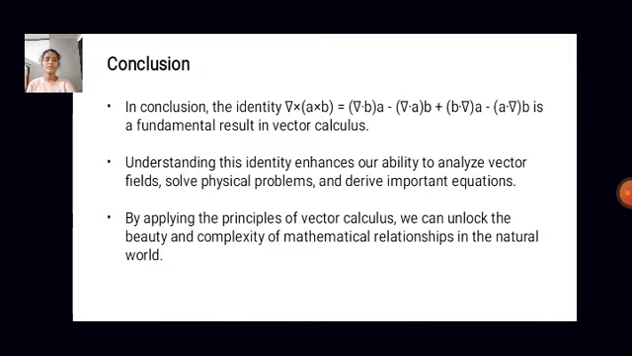Hence proved. Conclusion. In conclusion, the identity ∇ × (A × B) = (∇·B)A − (∇·A)B + (B·∇)A − (A·∇)B is a fundamental result in vector calculus.